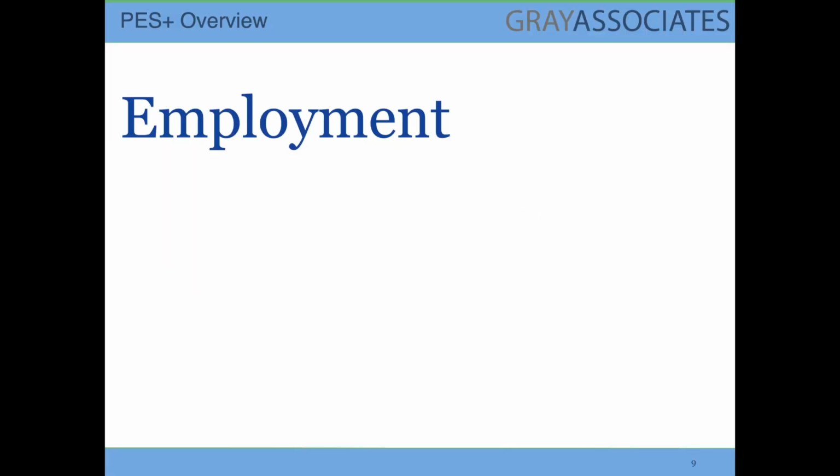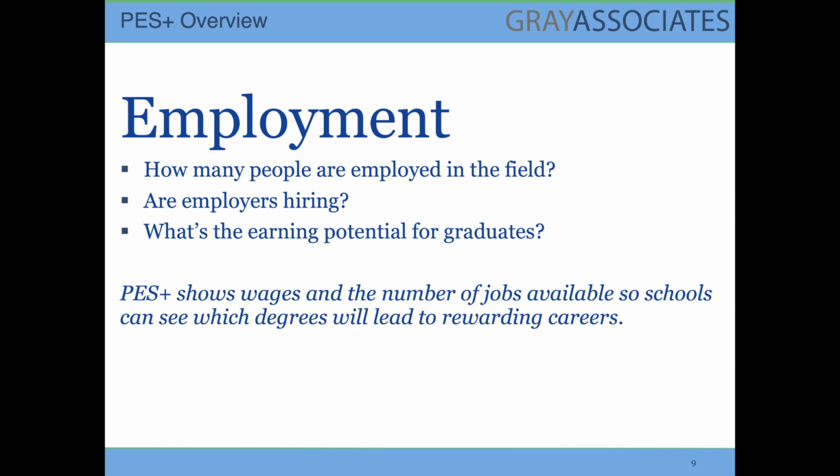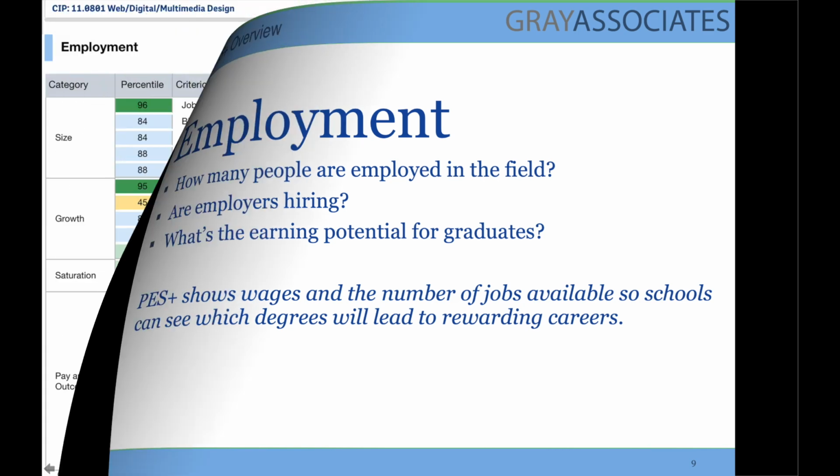Thanks, Elizabeth. Okay, so now that you've seen student demand, next up, jobs. And here inside of PES Plus, we're looking really closely at employment. So the three main questions that we're answering here are: how many people are employed in each field? Are employers hiring? And what's the earning potential? So this is looking at the path after graduation, knowing what kind of rewarding careers students can actually go into. And that's valuable information for a school. All right, Elizabeth, can you please show us how that works inside of PES Plus?